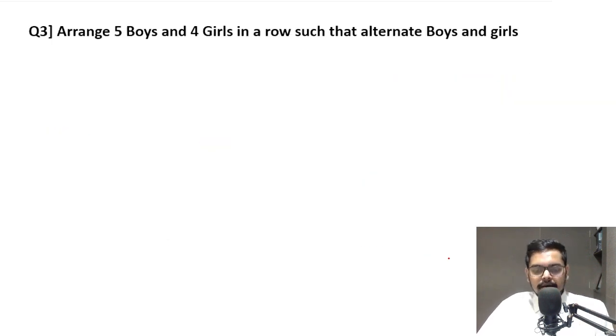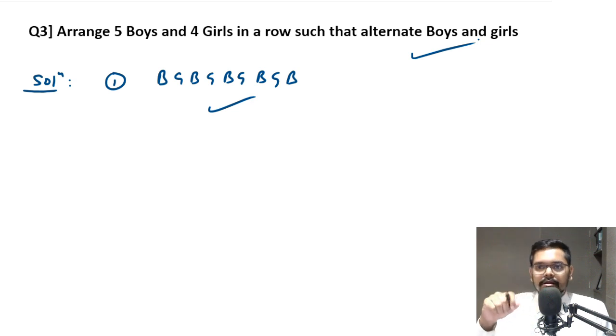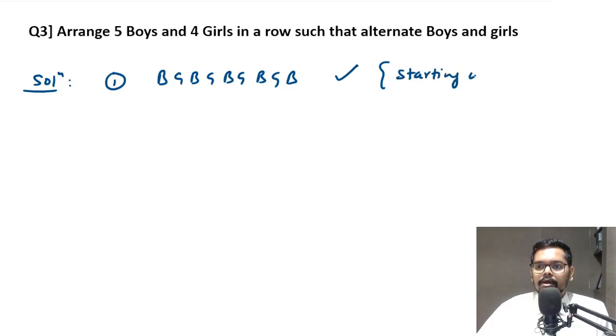Now coming to the next example, question number 3, arrange 5 boys and 4 girls in a row such that alternate boys and girls. Pause the video, try, then look at my solution. Easy, you can handpick and make the scenarios, like starting with the boy and then girl, BG, BG, BG. How many boys? 5 boys and 4 girls. 4 girls are done, so 1 more boy. And that's how 5 boys and 4 girls are seated such that they are alternate boys and girls, right? So this is the right scenario where I made sure that we are starting with boy.